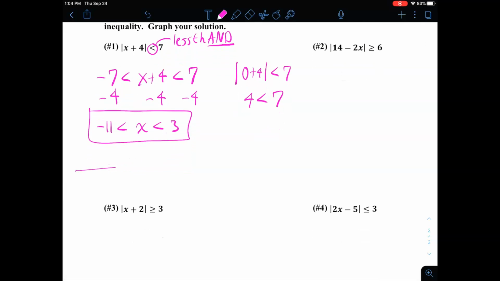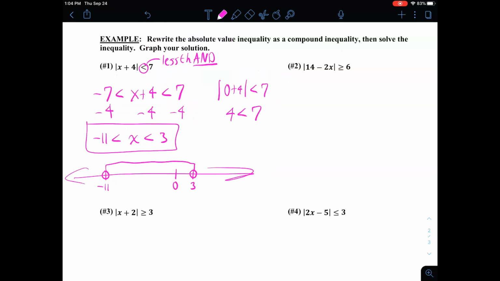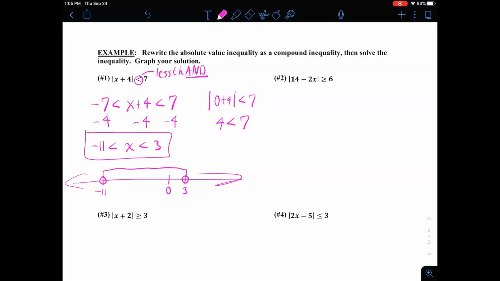All right, let's graph this now. We're going to do a line. We're going to put 0, and we have 3 and -11. I'm going to put 0 over here more; -11 is pretty far to the left. All right, so it's an AND and it's a less than, so we're going to do a sandwich. We're going to do open or closed circles on both of these. They're open because they're not equal to, and we're going to shade between. And there we go. So this is our answer right here.